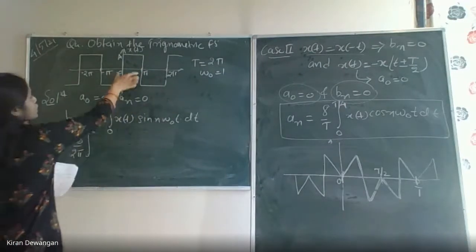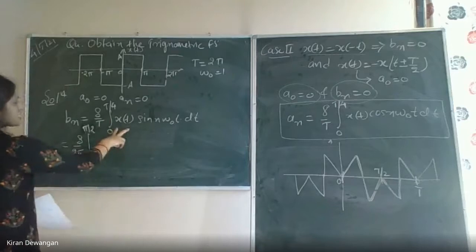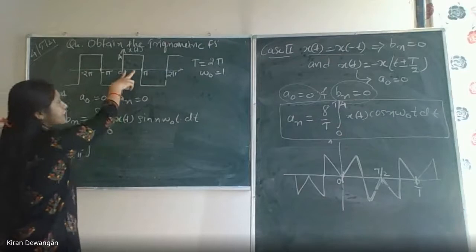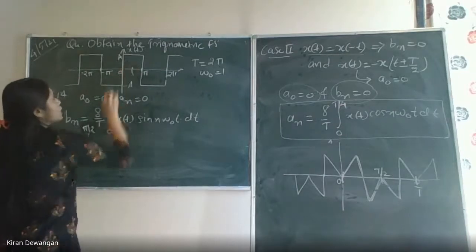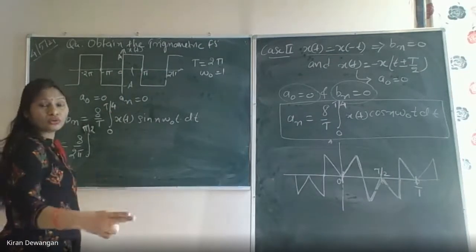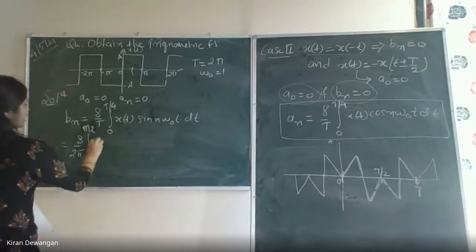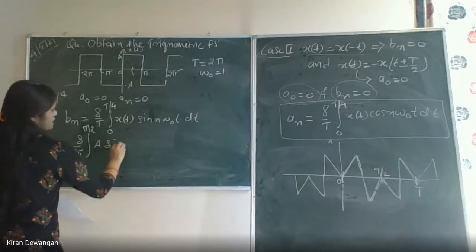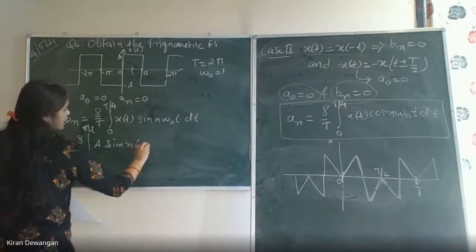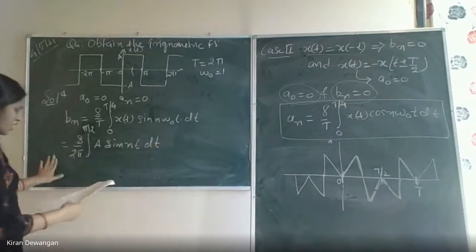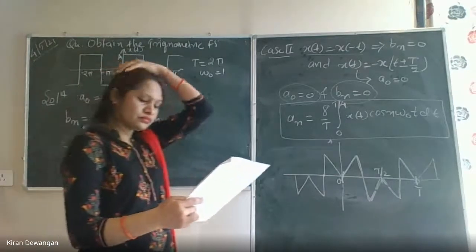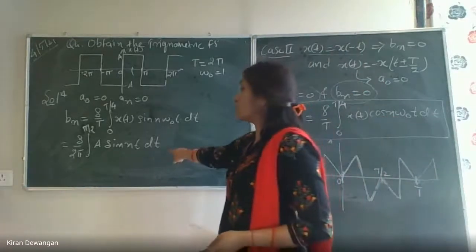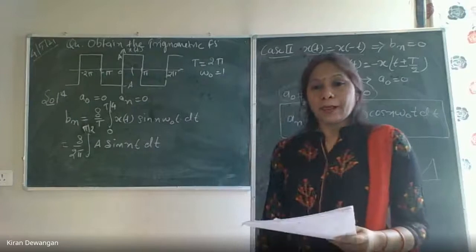Now for 0 to pi by 2, what is my x(t)? If I have to take it only till here, pi by 2 comes within the range. Okay? Because it is A only from 0 to pi. So for pi by 2 also it will be just A. And this is sin of n omega naught, which is 1, t dt. Tell me what the answer comes out to be. Just calculate and give me the answer. What is the result of this integration? Do it fast.